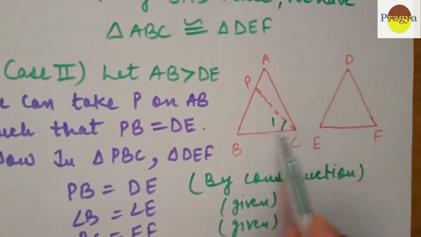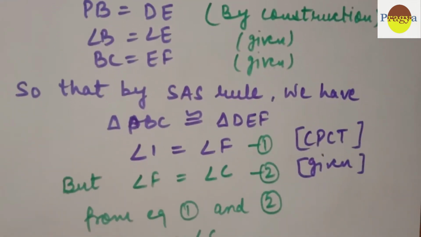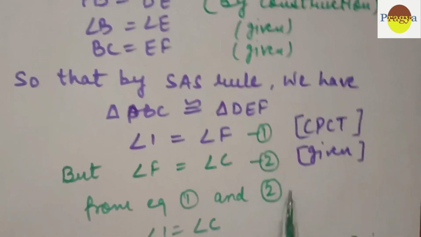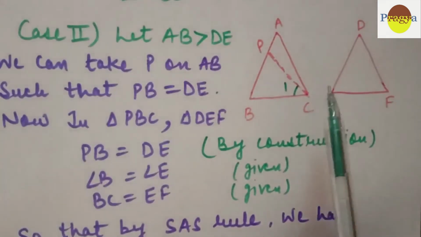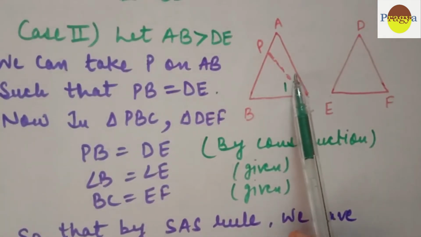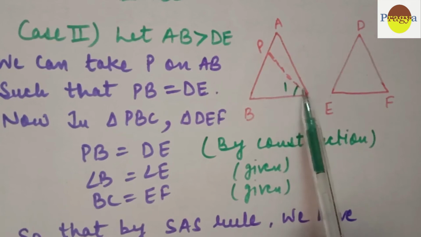But angle C is equal to angle F. It is already given. 1 is equal to F by corresponding parts of corresponding triangles, and F is equal to C, given. From the first and second equation, it is proved that definitely 1 and C are equal to each other. Now we will check from our diagram. Angle 1 and angle C are equal to each other.